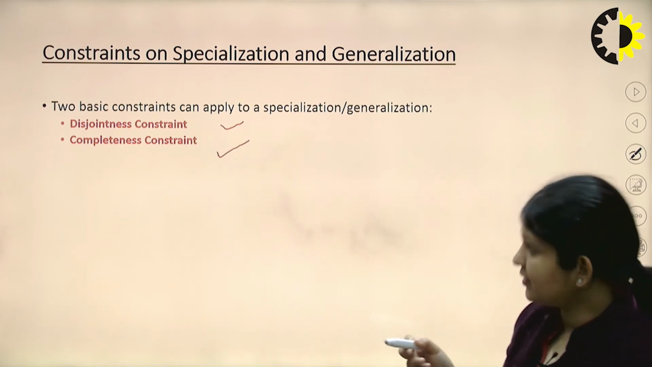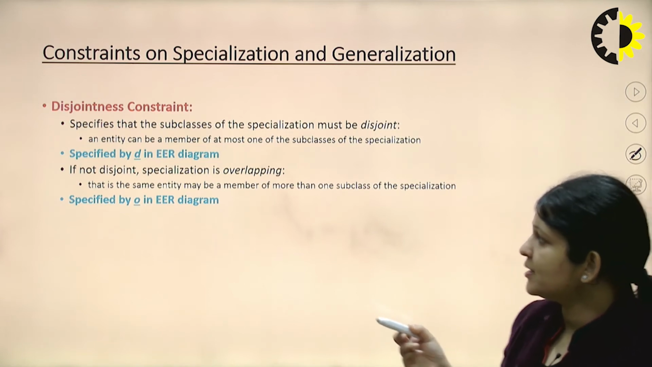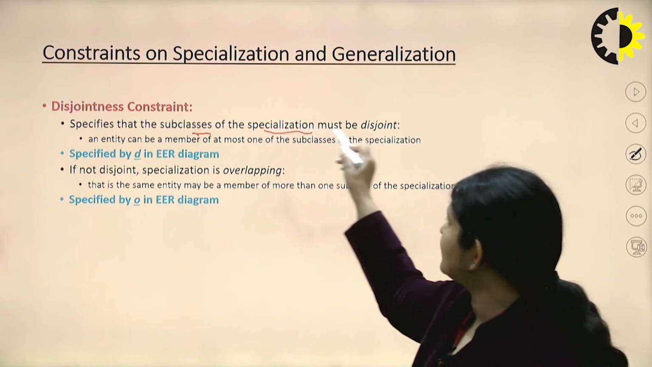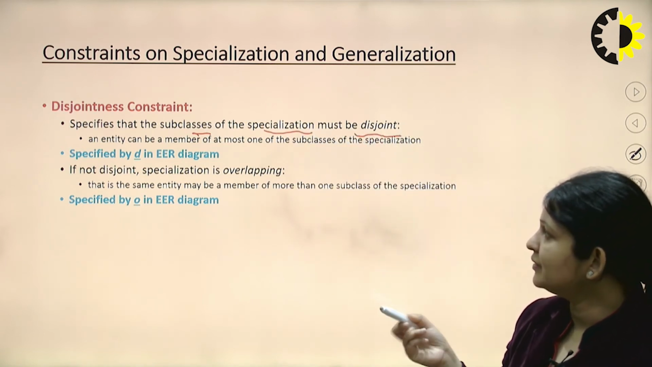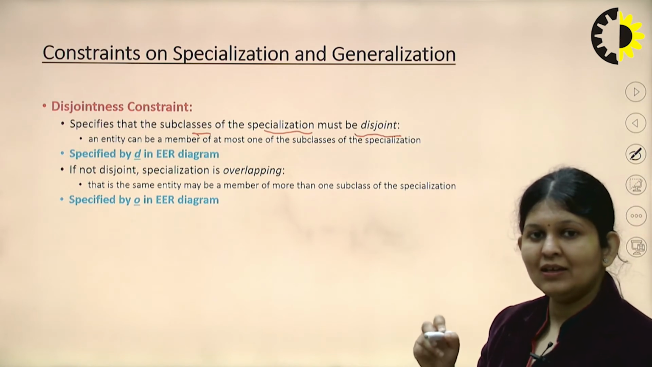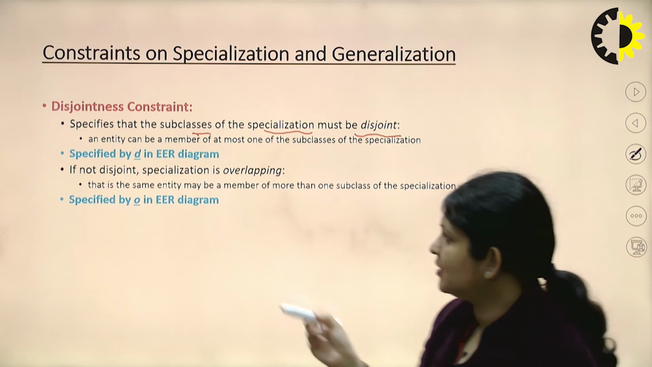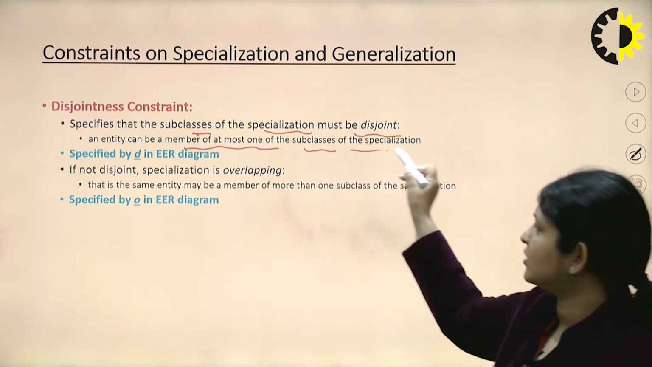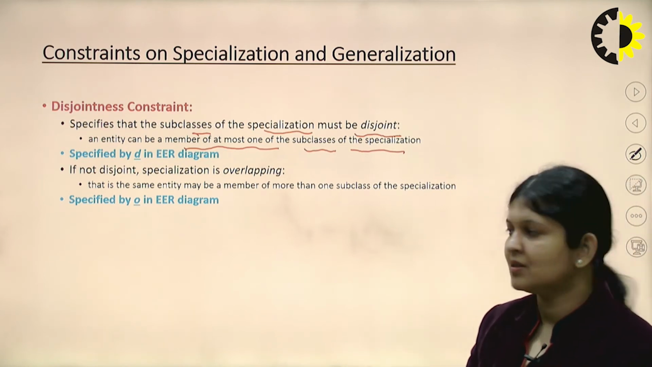Let's see what the disjoint constraint is. The disjoint constraint specifies that the subclasses of the specialization must be disjoint. That means there should not be any member that is shared by the subclasses. So an entity can be a member of at most one of the subclasses of the specialization. We can't have a shared entity among the subclasses.